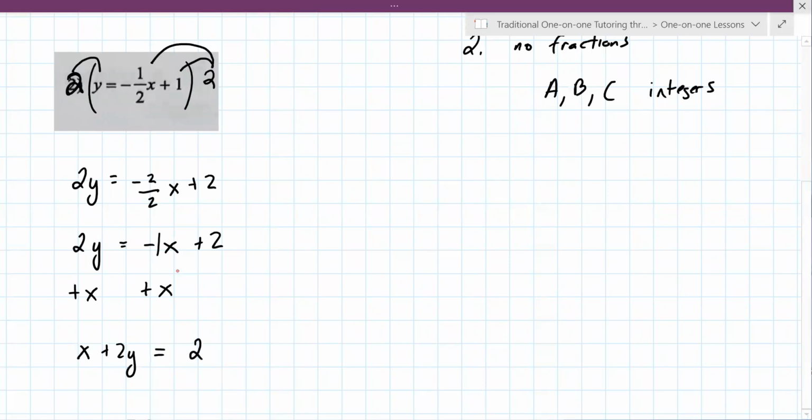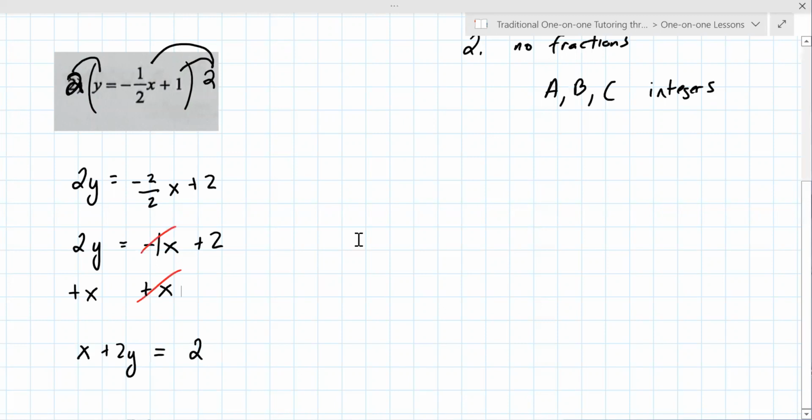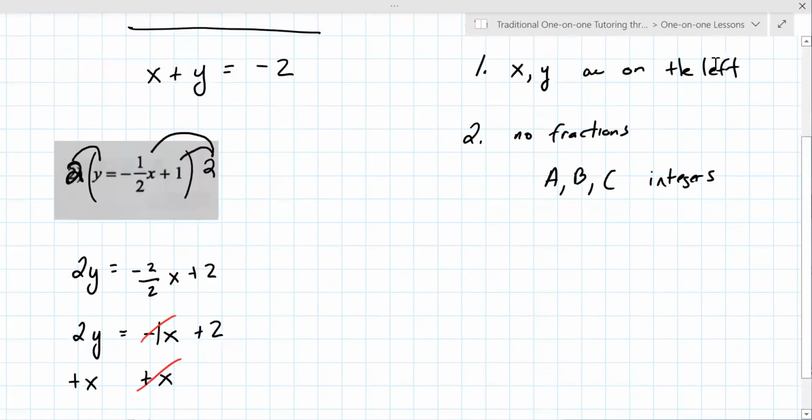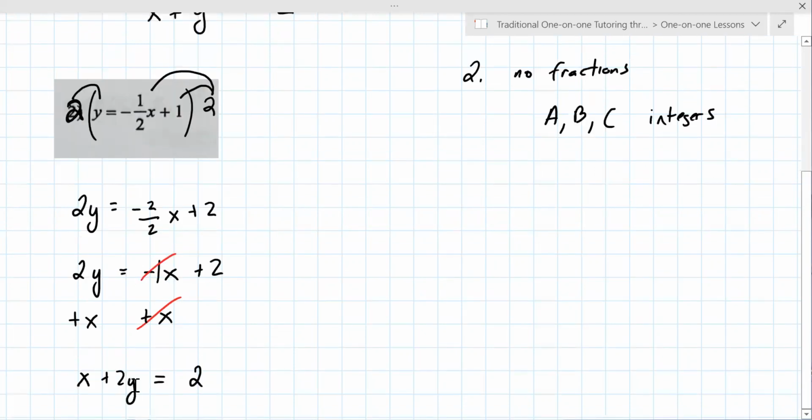Okay. So our two rules for standard form are confirmed here. x and y are on the left, and then no fractions. Would you agree with that? Yeah. Okay, so that's your final answer. So trying to show you it's a recipe. In the second problem, we cleared the fraction. You always want to clear fractions first. Okay, so we'll see that again here in the third problem.